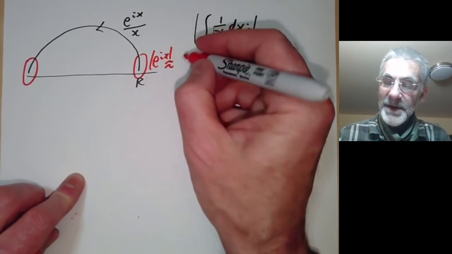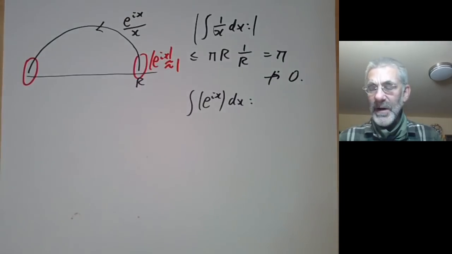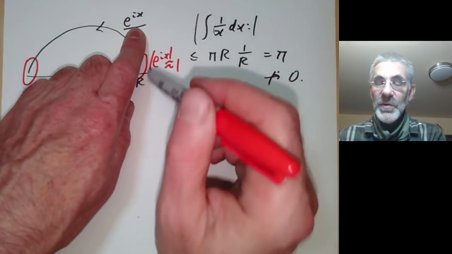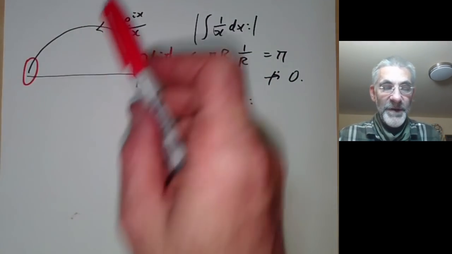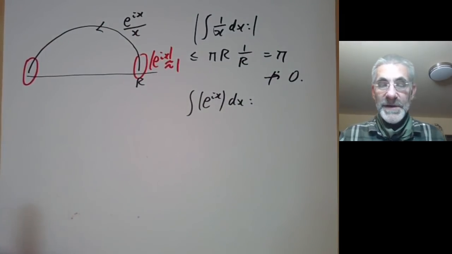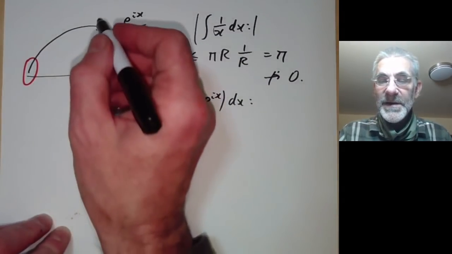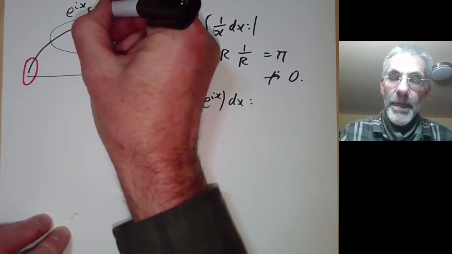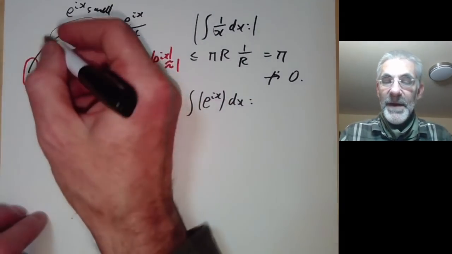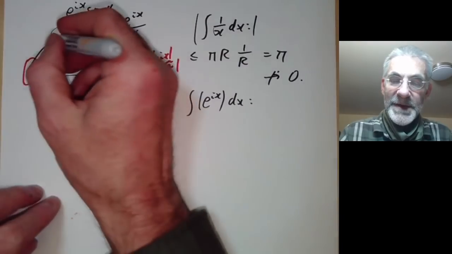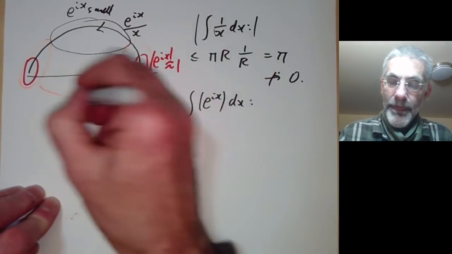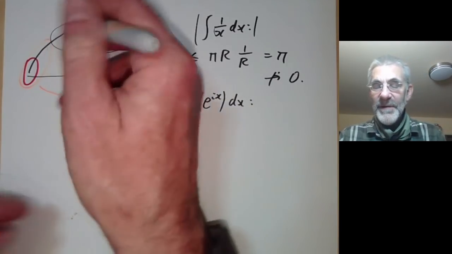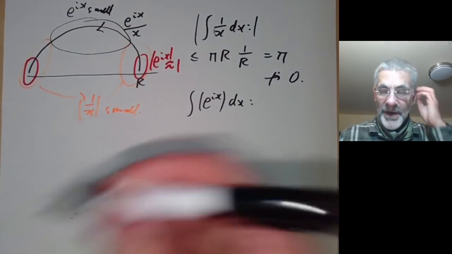Or the absolute value of e to the ix is about 1. So we seem to have a problem. E to the ix isn't quite small enough to show the integral tends to 0, and 1 over x isn't quite small. But if we combine these, we can show the integral does tend to 0, because e to the ix is very small here, and in the remaining bits, 1 over x is fairly small. So if we put these two together, we can show the integral tends to 0.